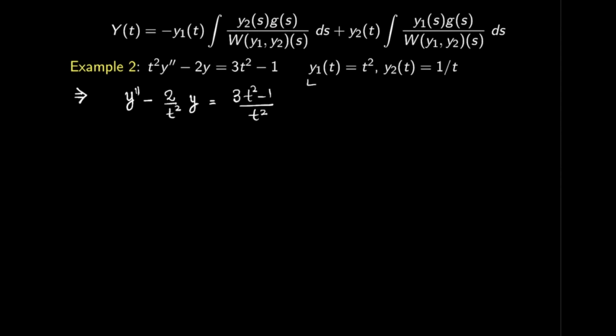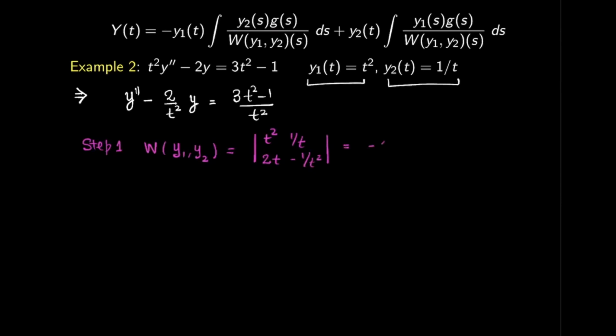So the two solutions are given. We do not have to find the homogeneous solutions in this situation because they are given. The thing we need to do in step number 1 is find the Wronskian of y1 and y2. So the Wronskian will be t square, 1 over t, 2t, and minus 1 over t square. This multiplied by this is a negative 1, and then there will be a minus sign, and that multiplied to this will be just 2. So your Wronskian is negative 3 in this case.